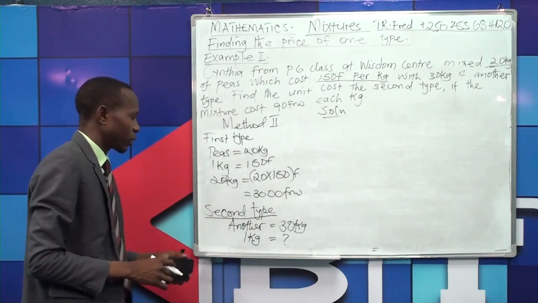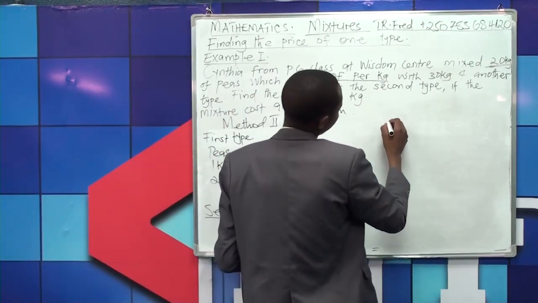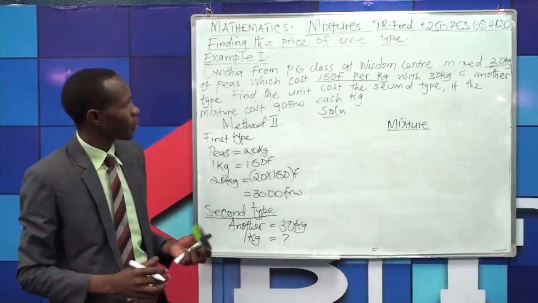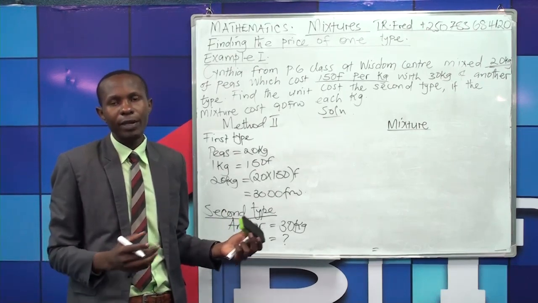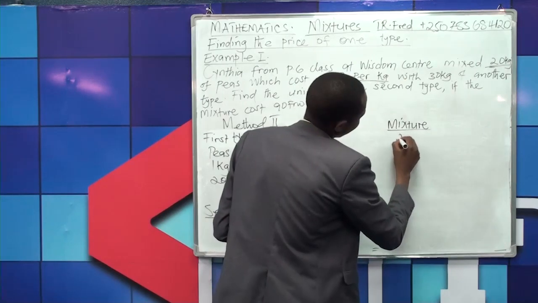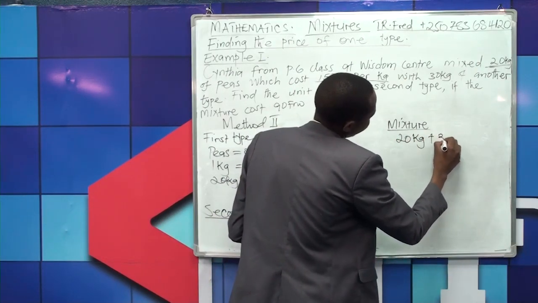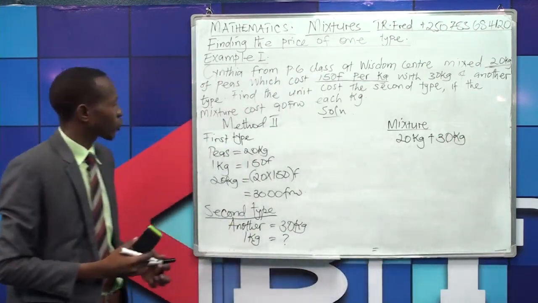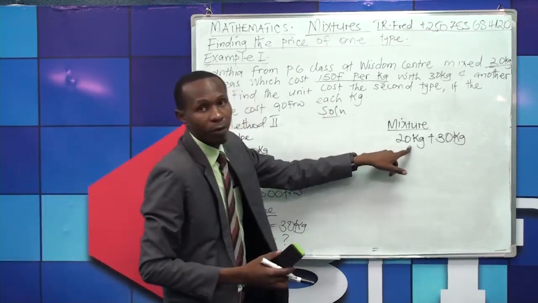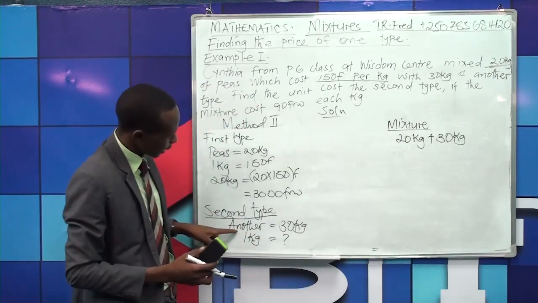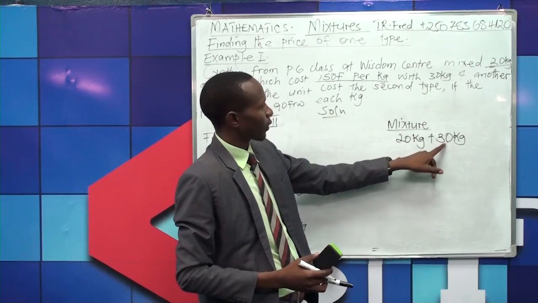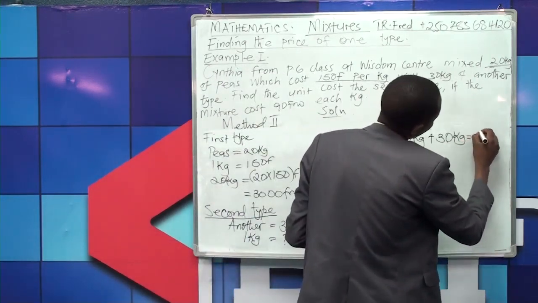So since we don't have this, we shall just continue to the next step. Let's now come to the next step, which will be mixture. With the mixture, you will require the quantity of the first type, then we add the quantity of the second type before we come out with the mixture. So we shall have 20 kilograms plus 30 kilograms. Where are we getting 20 kilograms? 20 kilograms are got from here. This person mixed 20 kilograms. That is the 20 kilograms I'm writing here. Then where am I getting 30 kilograms? 30 kilograms is for the other type, which they didn't identify. It was measuring 30 kilograms. And when we sum up, we shall come out with 50 kilograms.